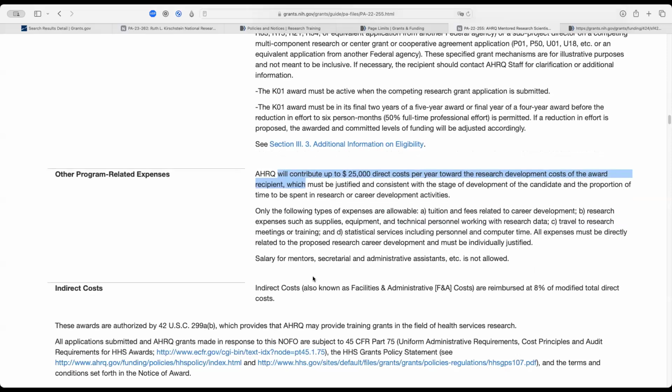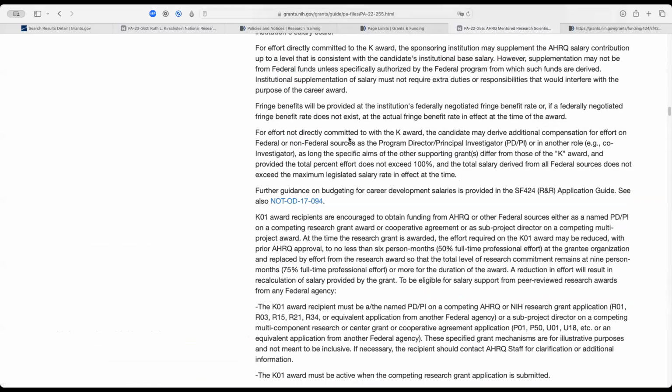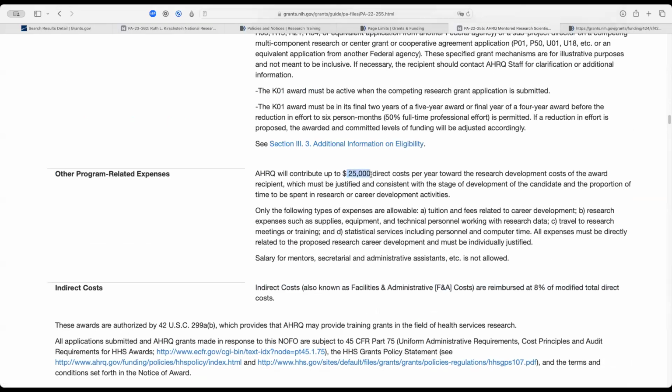And again, the institution does get some money out of this. They get 8% of the modified total direct cost. So if that's 90 grand towards your salary and 25 grand in research funding, that's going to be around $9,000 for the institution, which is a great incentive to give you some assistance on the application.